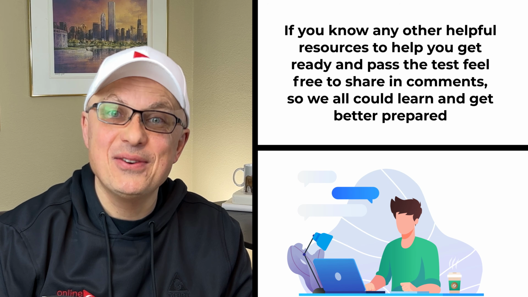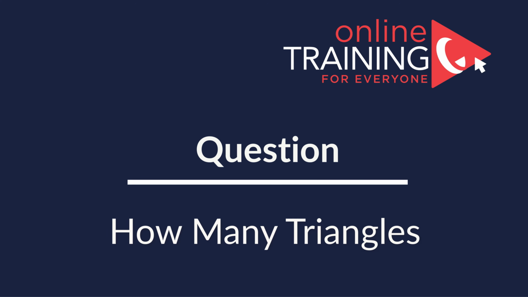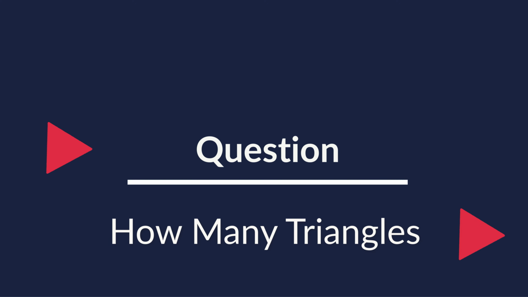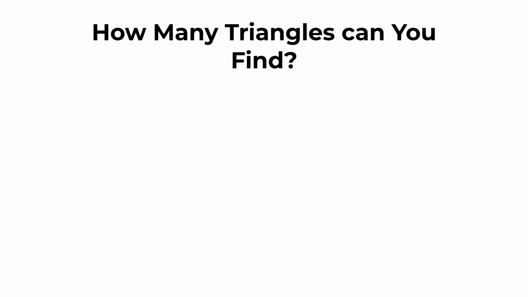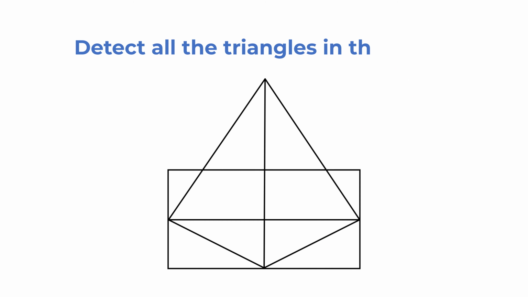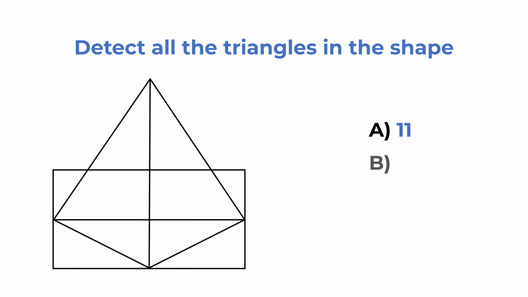And now let's continue and get you ready for the test. This particular question was just recently introduced in the test, and I would need your help to determine if I answered it correctly. You're presented with the very unusual shape, and you need to detect all the triangles that are part of this shape. You have 4 possible choices. Choice A, 11. Choice B, 13. Choice C, 15. And choice D, 17. Do you see the answer?